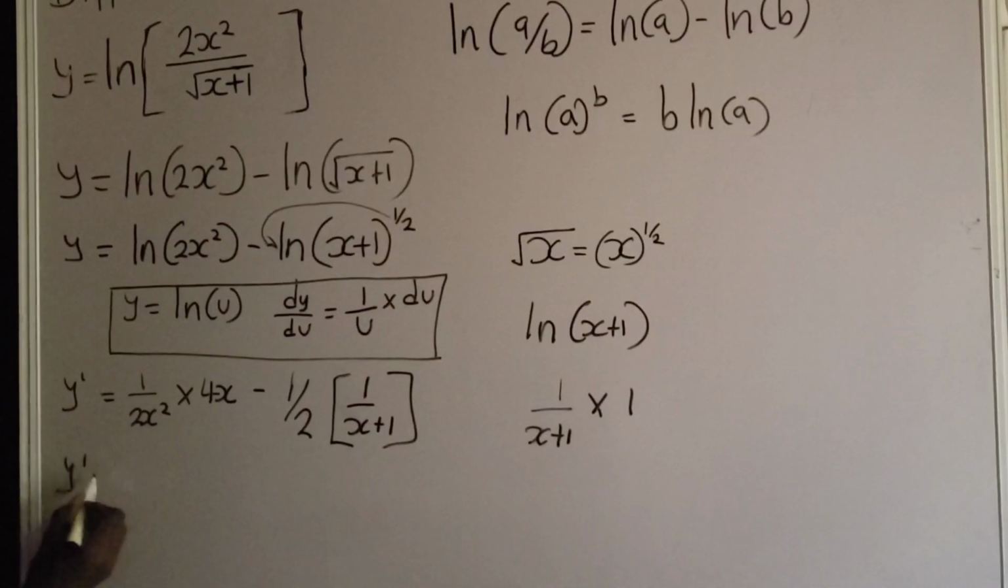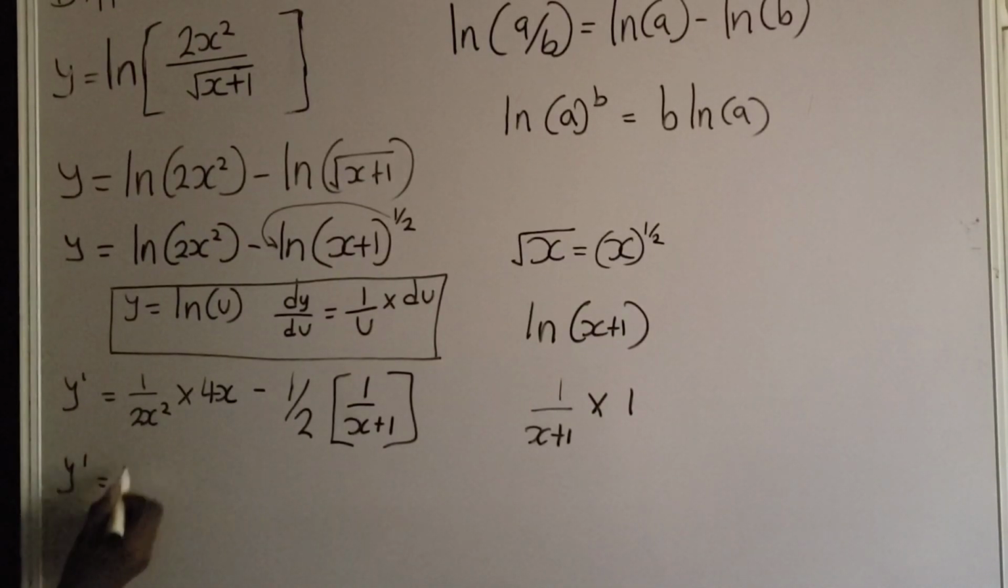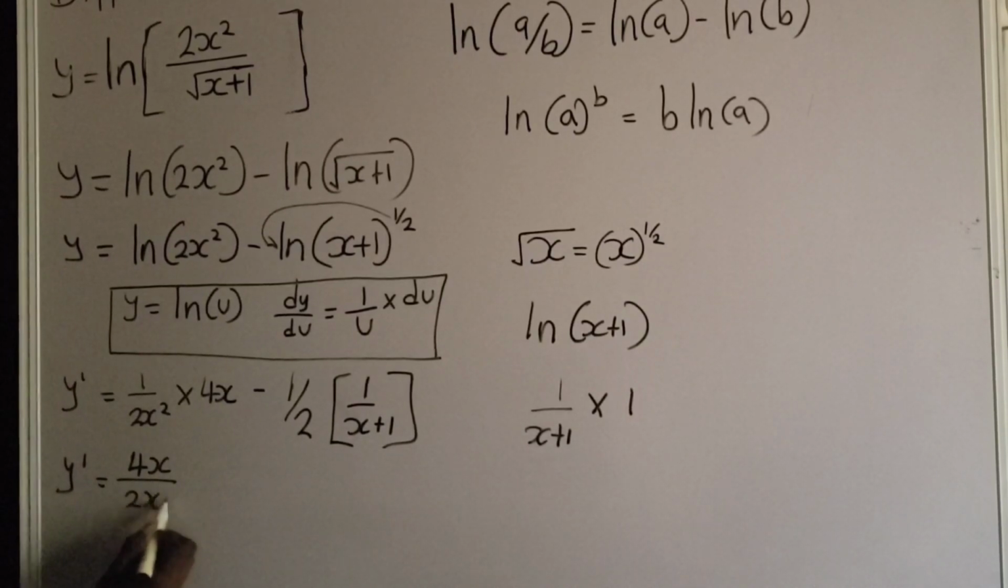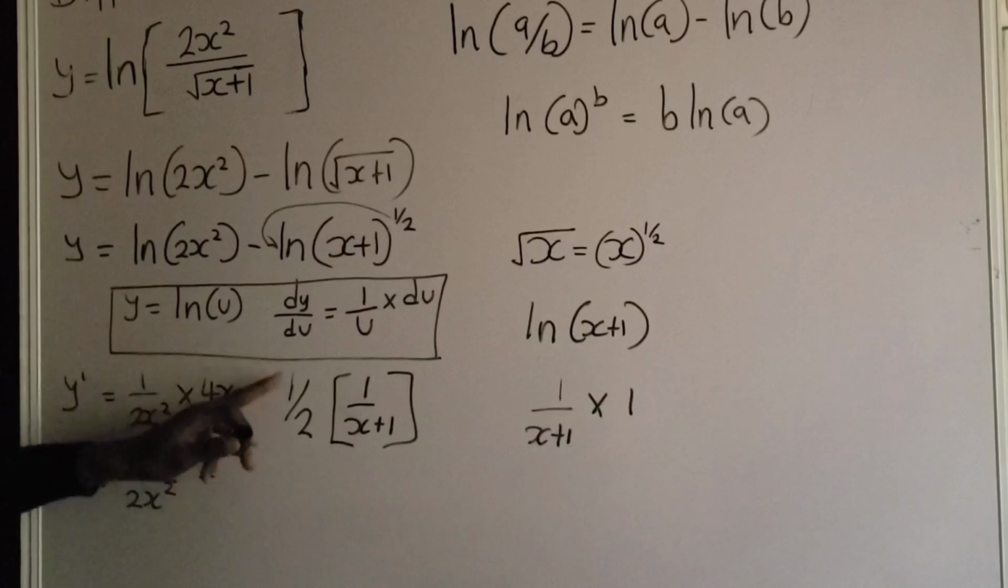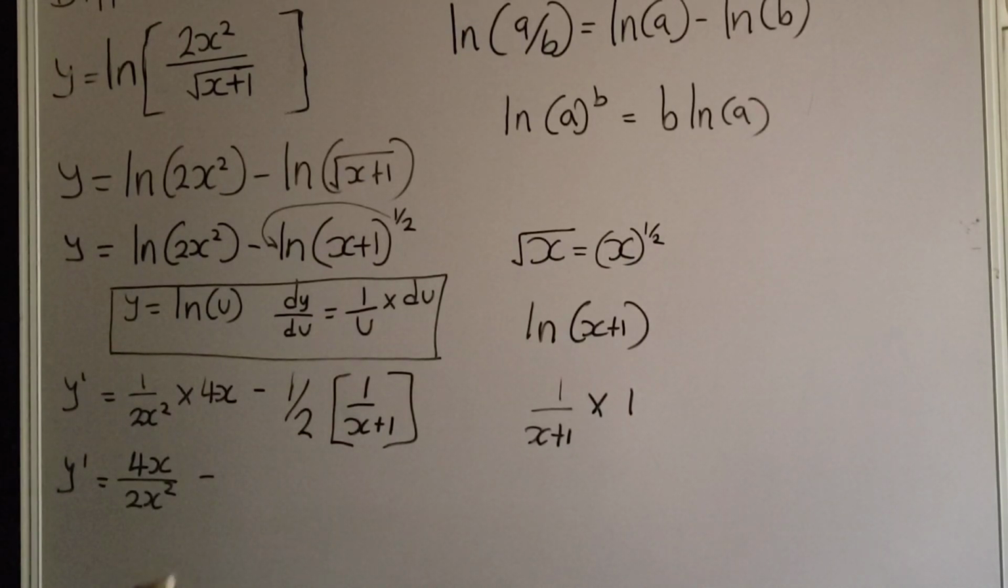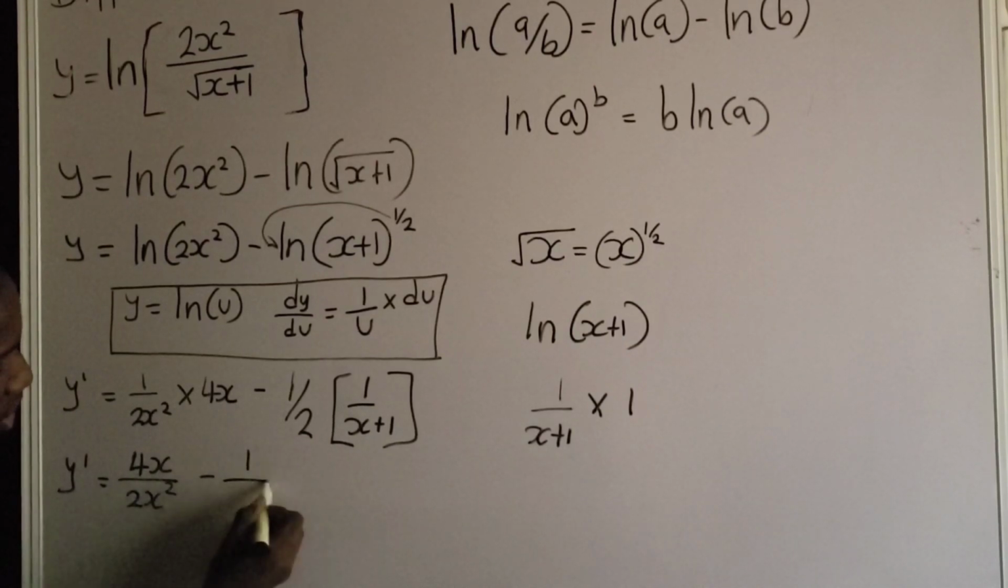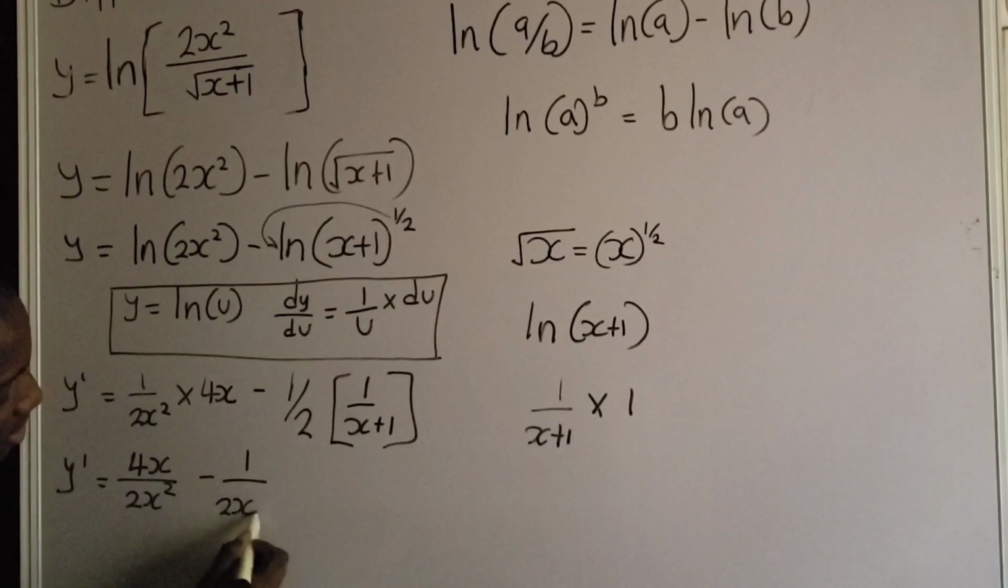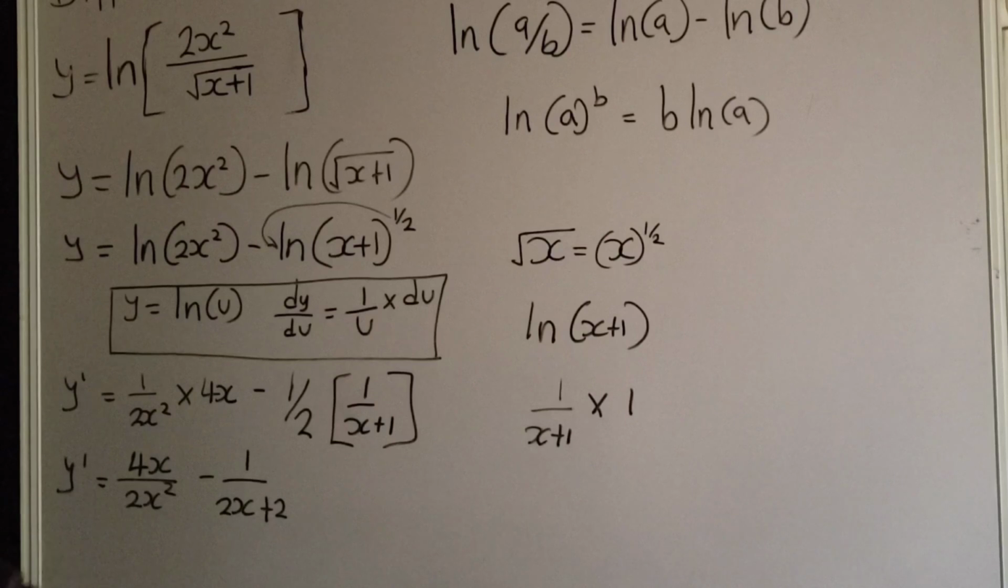The derivative of y equals 4x all over 2x squared minus 1 over 2 multiplied by 1 over x plus 1. That is 1 all over 2x plus 2. Okay, what's next? I can reduce this, or I can also take the LCM, depending on what you want to do. You understand what I'm saying?